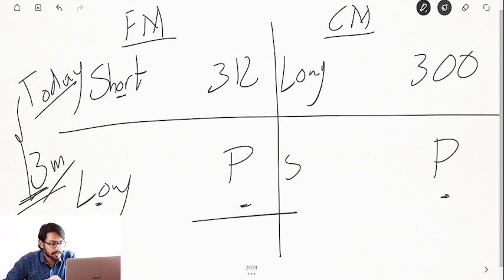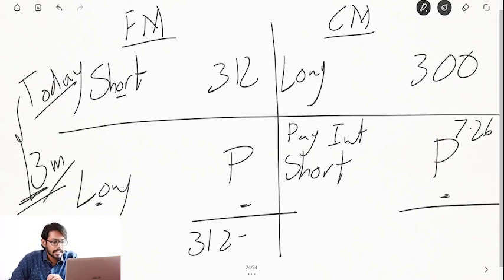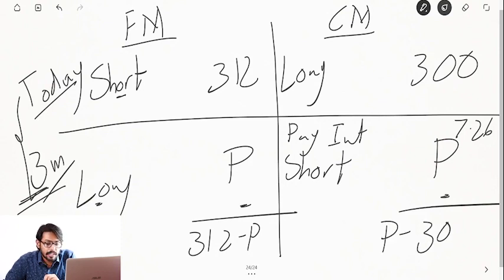You have to short. You have to pay interest of 7.26. So here you have a profit of 312 minus P, selling price minus purchase price, or inflow minus outflow is your profit. Here you have a profit of P minus 307.26. 300 rupees payment and 7.26 interest, both of this put together is your outflow. So your profit over here is 312 minus P, and here it is P minus 307.26.